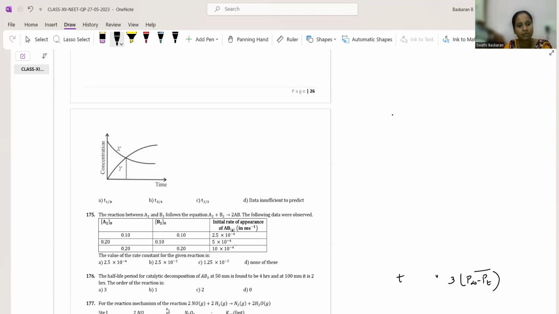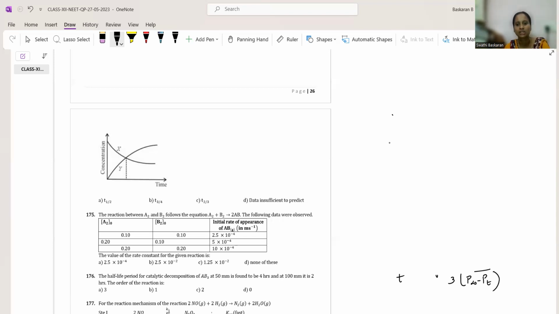So t half is nothing but the time required for the concentration of x to become half of its initial concentration. Only if half of its initial concentration is converted to y will you get the concentration of x equal to the concentration of y. So hence this graph at the point of intersection corresponds to t half. So am I clear, students? Hope it is clear. It is quite simple.